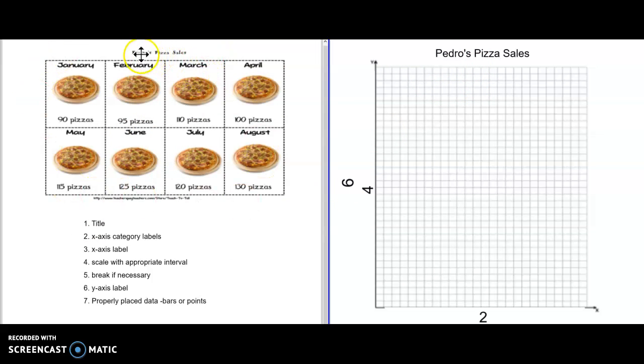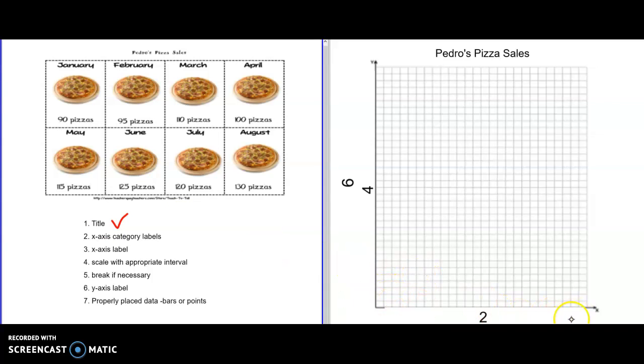So I'm looking over here at my information. There's my title right at the top, so I literally can just put that right at the top. If you have a good data table, all the information you need for labels will be right on that data table. Okay, so Pedro's Pizza Sales is our title. Check. Okay, I need an x-axis category label.